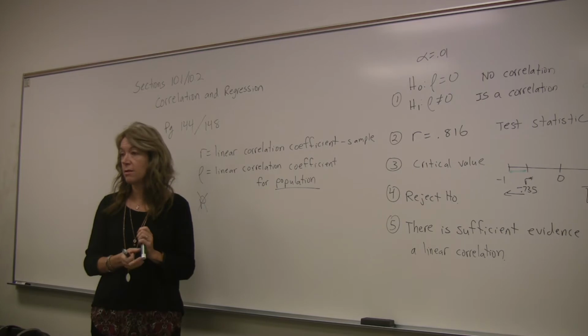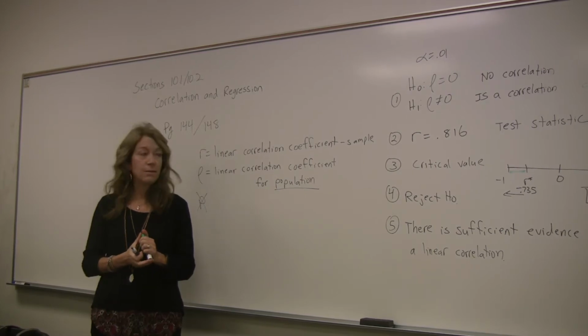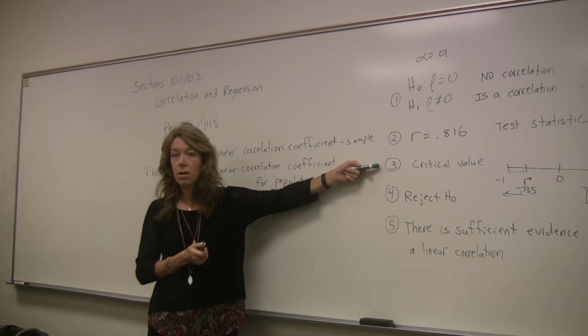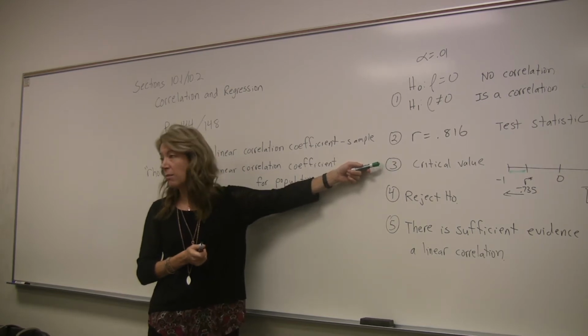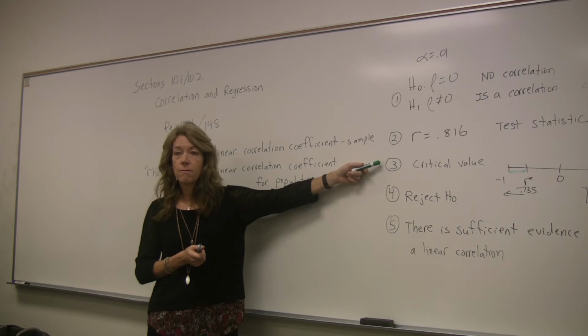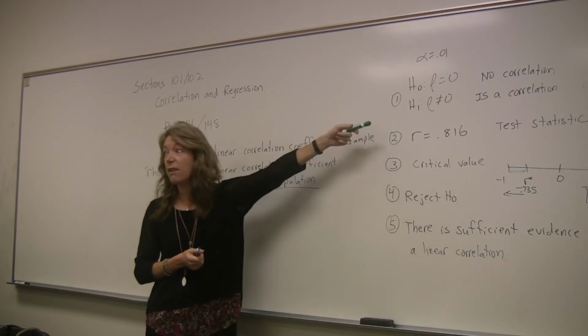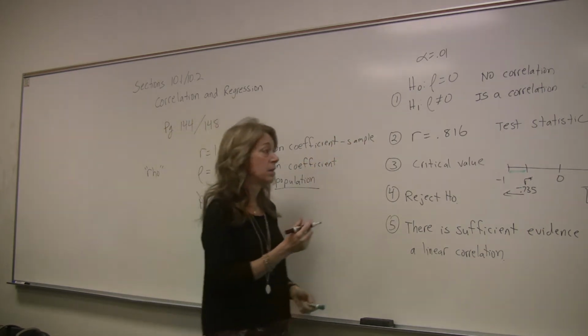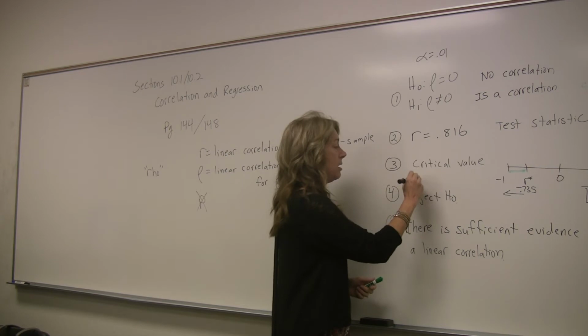No questions? What's our other option besides the critical value method? P-value method? Where do we get the p-value? Off our calculator. When we had that screen that gave us the 0.816 and all that other stuff, the p-value was there. Go back and look that up for me.